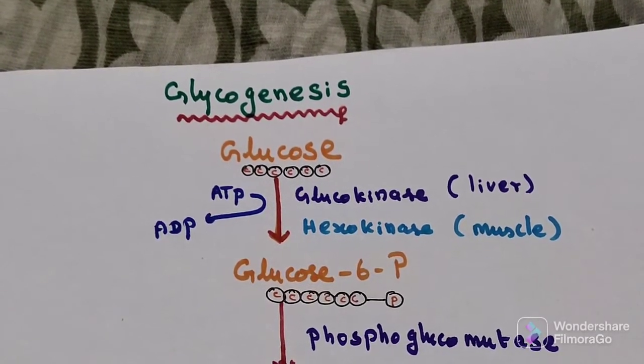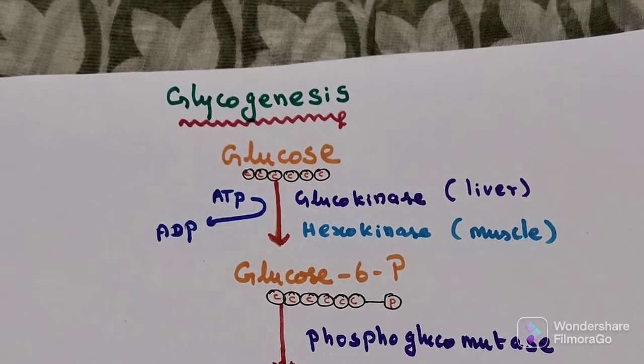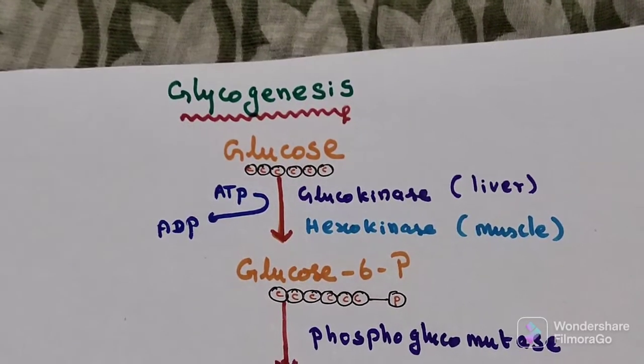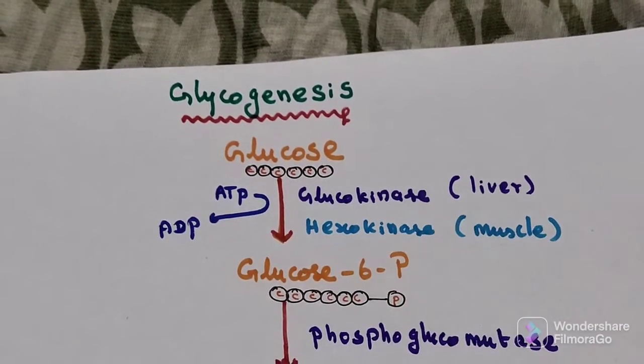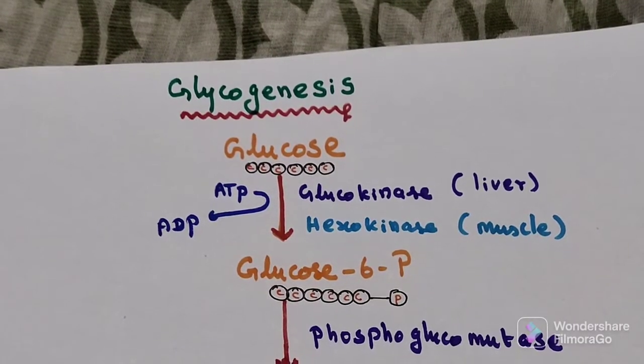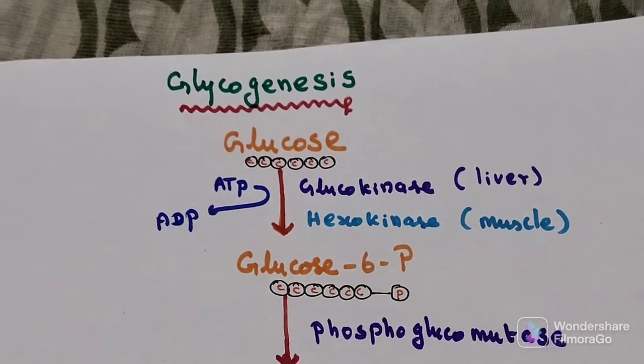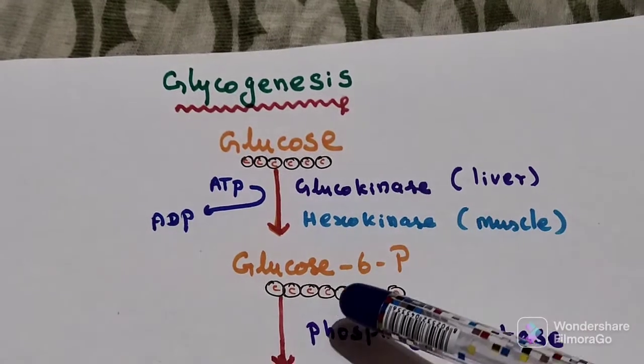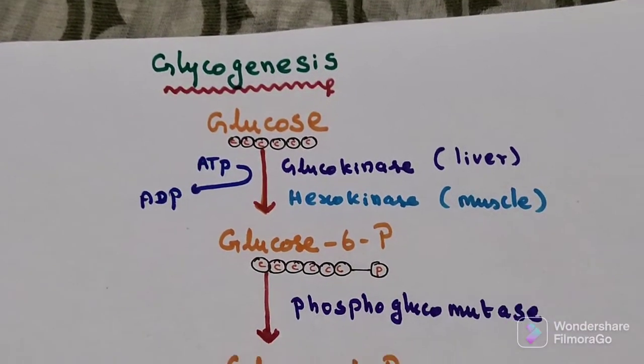This reaction is catalyzed by two types of enzyme. If the glucose is present in the muscle, it is hexokinase. If the glucose is present in the liver, it is glucokinase. So two different types of enzyme catalyze this reaction, where glucose is converted into glucose 6-phosphate.